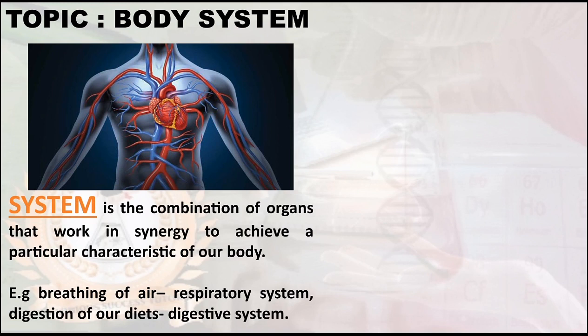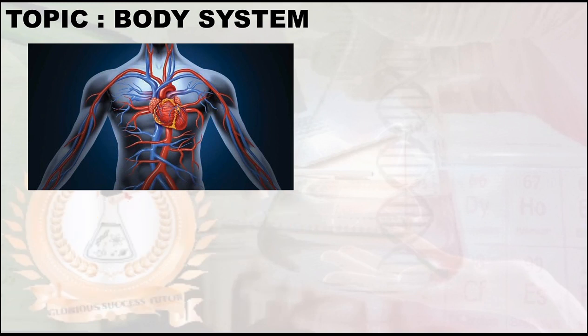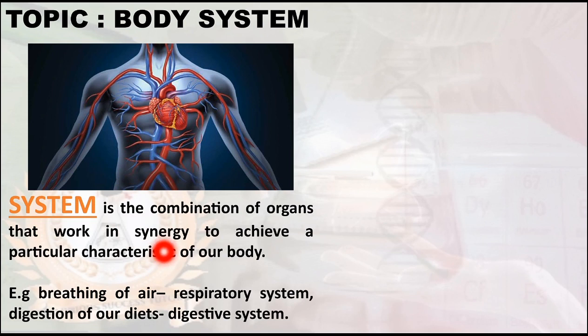In a simple definition, in case we are asked what a system of the body is, system can have different definitions from the dictionary, but in the scope of what we're discussing today as human body system, we can define body system as the combination of organs that work in synergy to achieve a particular function or characteristic of the body. I repeat, system is the what? Combination of organs that work in synergy, to achieve a particular function in our body.